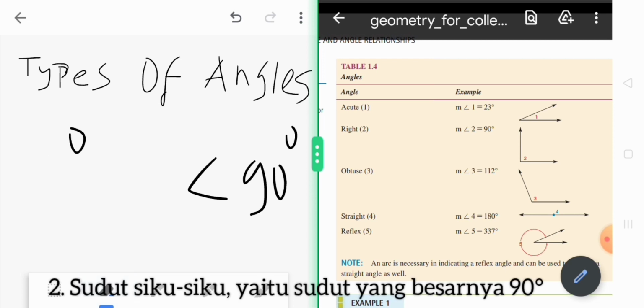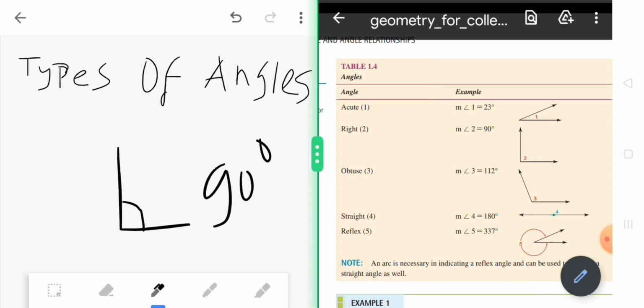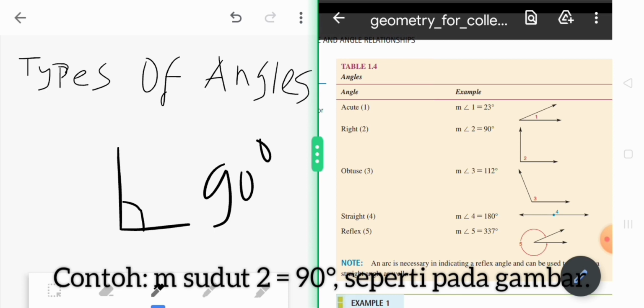2. Right angle. Right angle, namely an angle of 90 degrees. Example: m angle 2 is equal to 90 degrees in this picture.